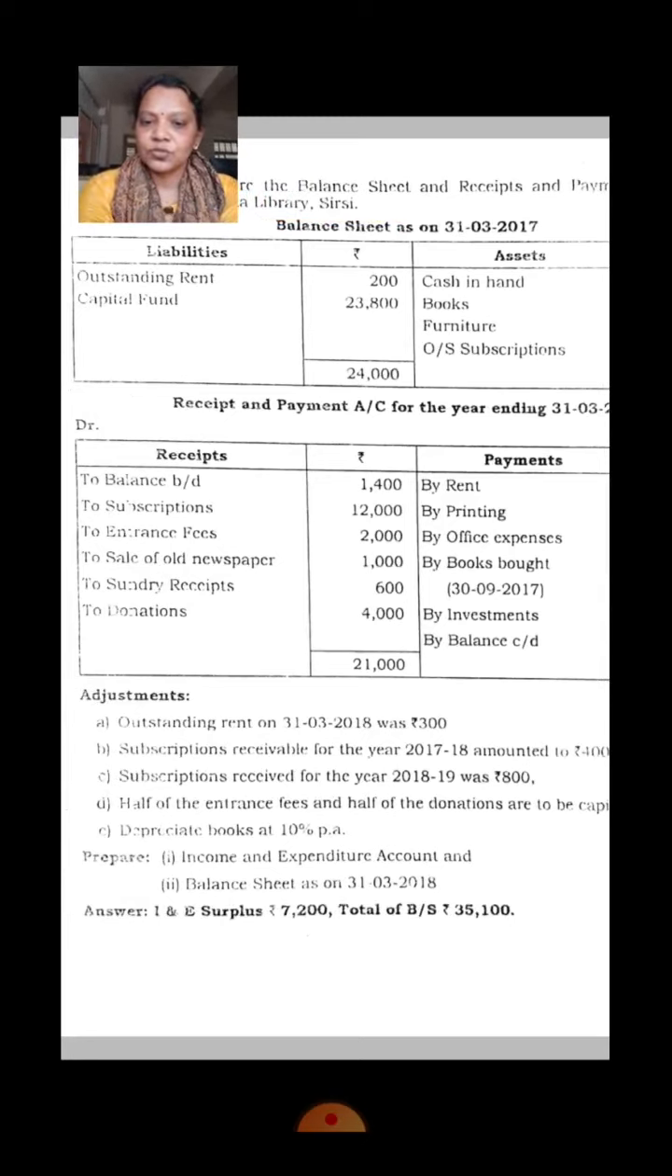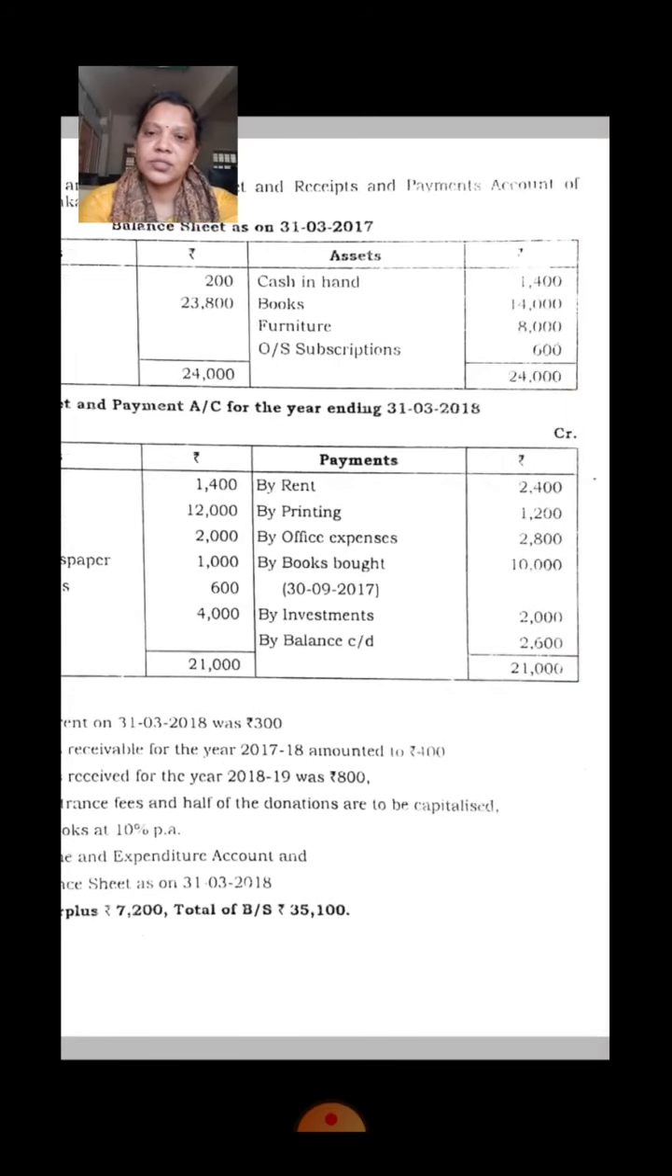Entrance fees 200. Generally it is a revenue receipt, but we have to see what is supposed to be treated in the adjustment. Okay, then sale of old newspaper, revenue receipt 1,000. Sundry receipts is revenue receipt 600. Then donations are 4,000. This also we should see what instruction is separately given for these things, right?